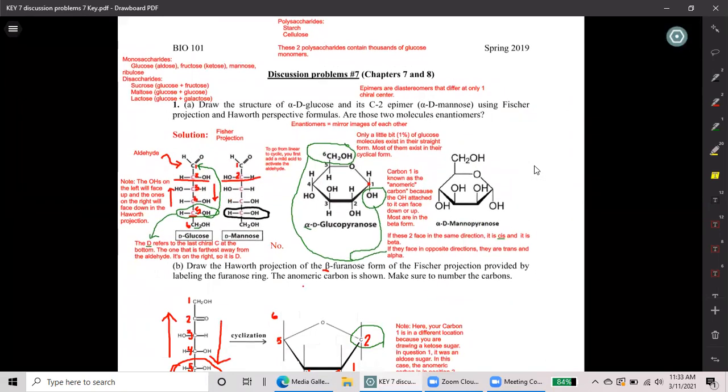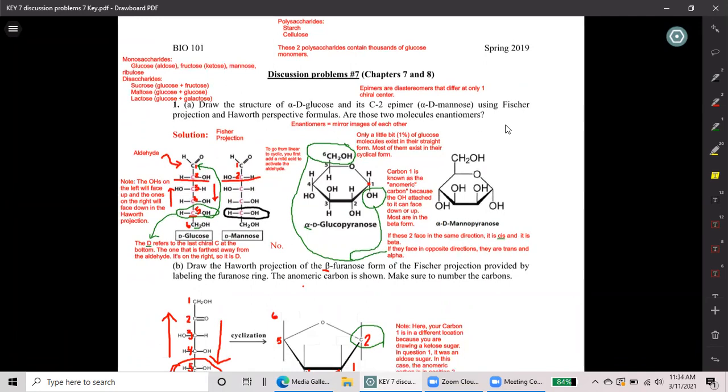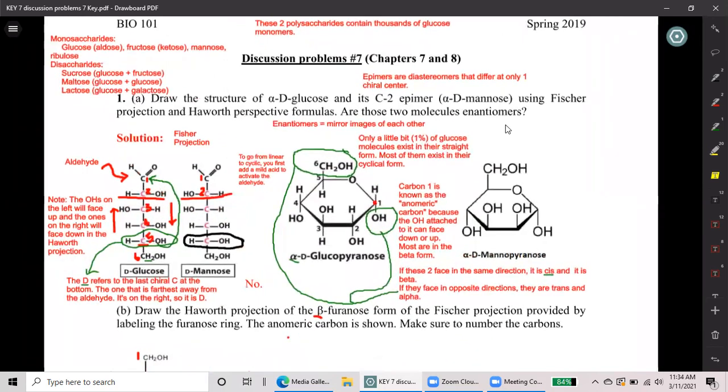I spent about 3 hours annotating this worksheet for you, this key. I added a lot of definitions. I hope they help. So we're just going to go ahead and go over it right now.